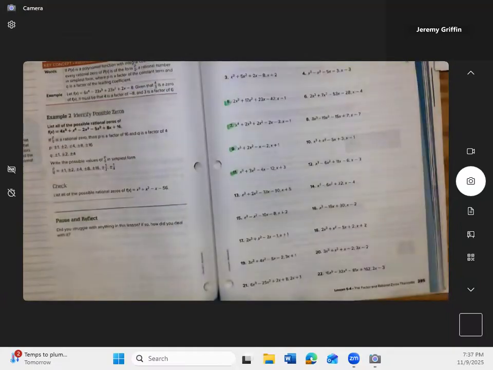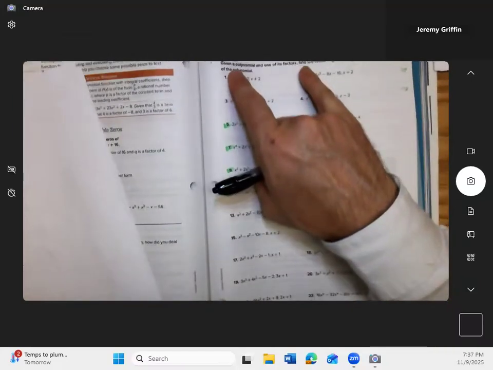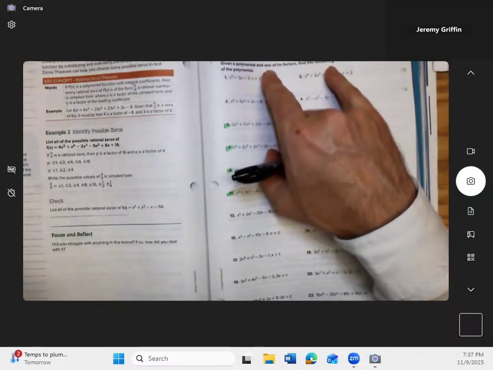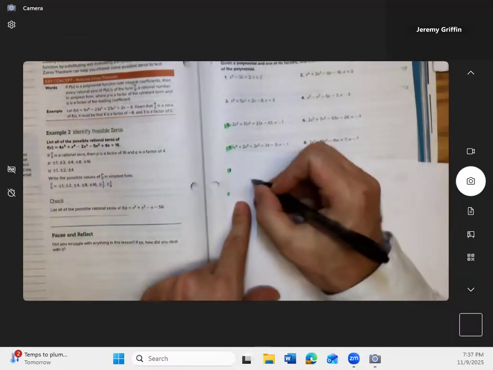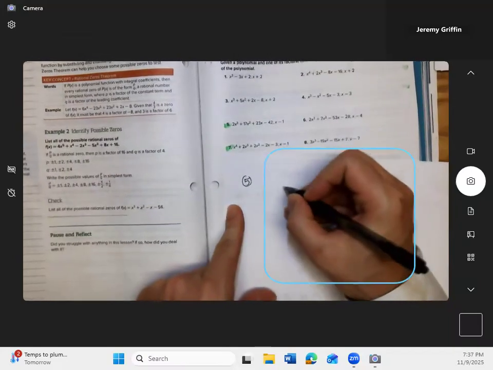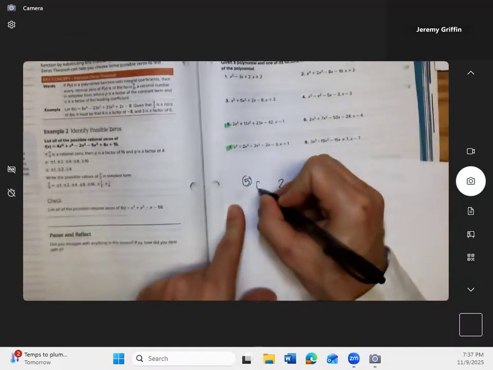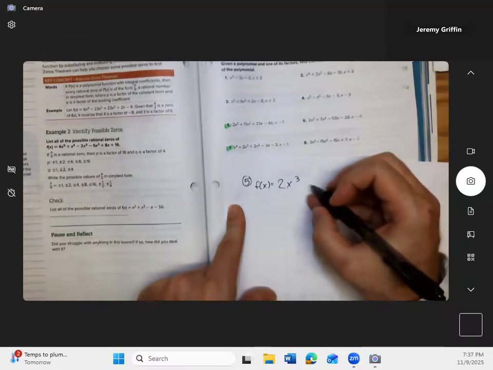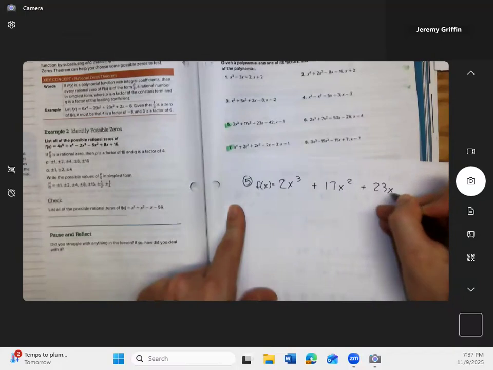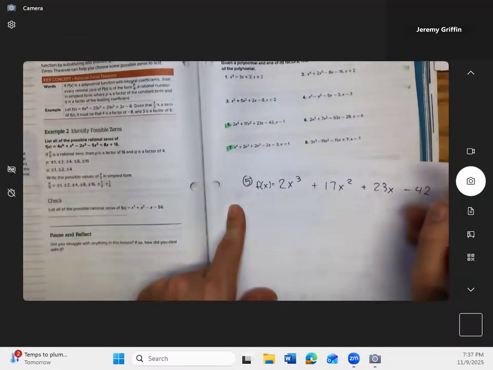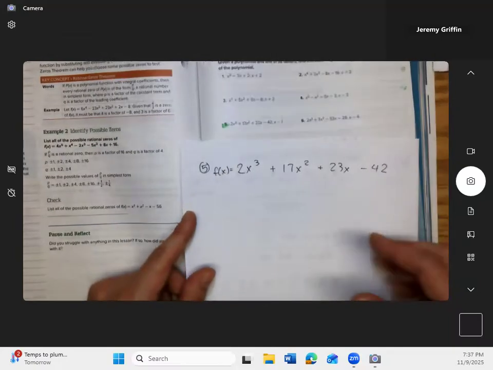All right, so let's try some of these. What we got here? Given a polynomial and one of its factors, find the remaining factors. So we got a polynomial, maybe I'll say f of x equals 2x cubed plus 17x squared plus 23x minus 42. And they're telling us that x minus 1 is one of the factors. Now you could do synthetic division or long division.